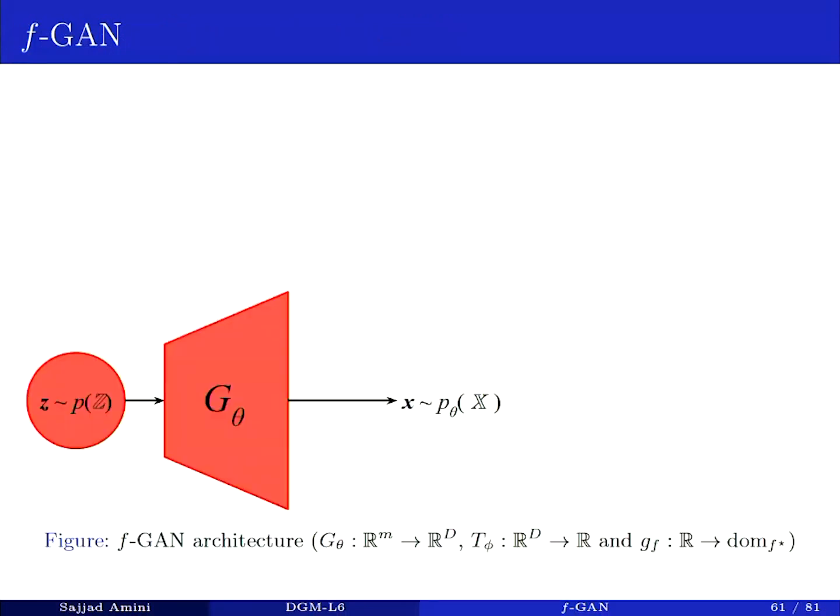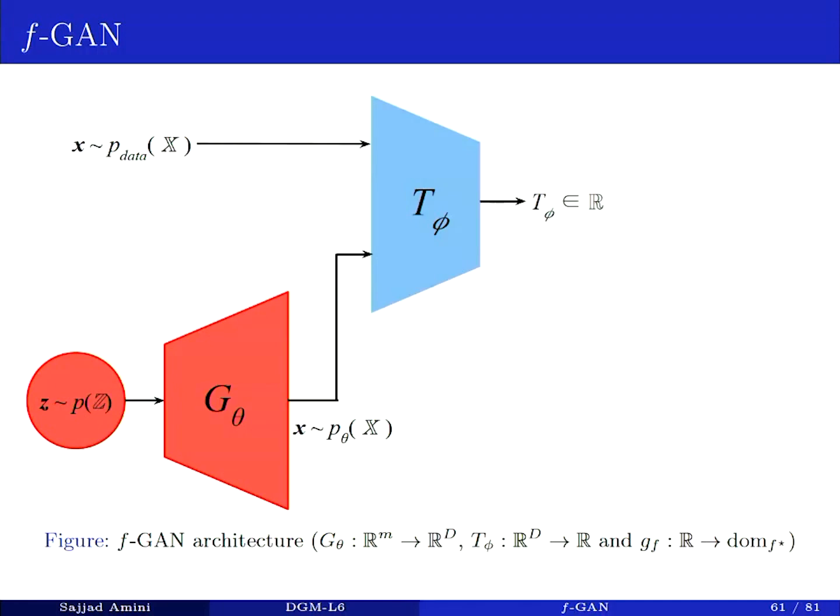Okay. And what is the architecture for f-GAN training? You have a z, a latent space, a generator g theta, and generated samples. Also, you have your data samples. Both of them are given to your t of x, and the t of x generates an output in real numbers, and then you match the output of t of x with the domain of f star using a g f. This is the complete architecture for an f-GAN.